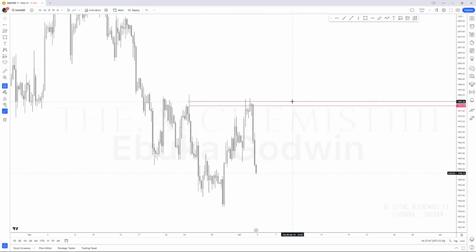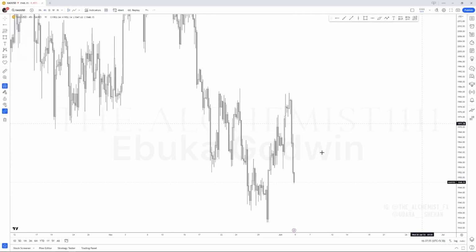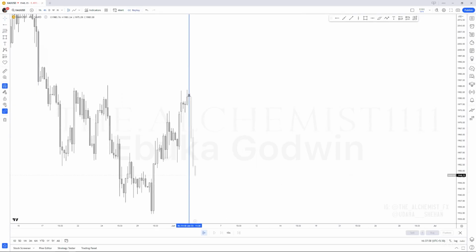You have a drop of 340 pips that day on a Friday. So this is how good it is if you pay attention. If you pay enough attention, like look at this one, even this sell.